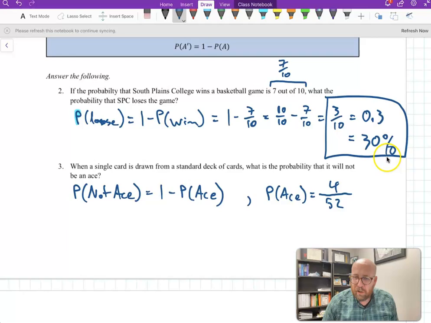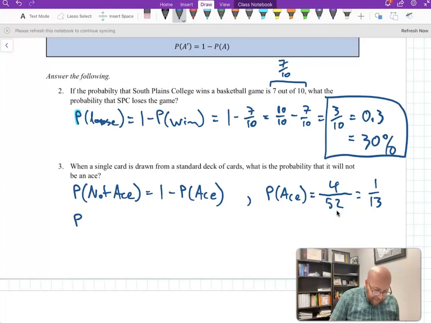Now, we could simplify this. Let's go ahead and simplify that. That's going to be 1 out of 13. So the probability, actually, let's not simplify this. Let's leave it as 4 out of 52 for the time being. We'll simplify at the end.